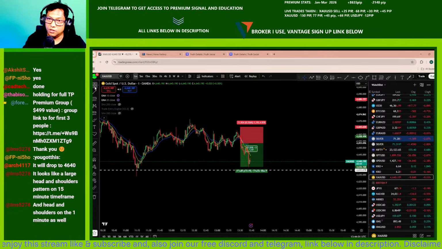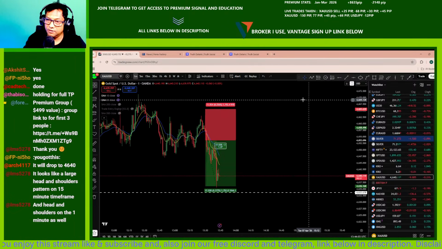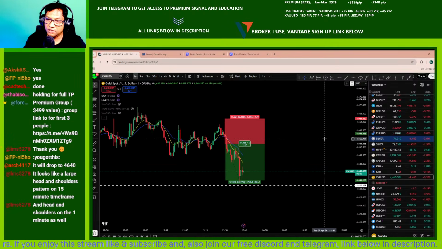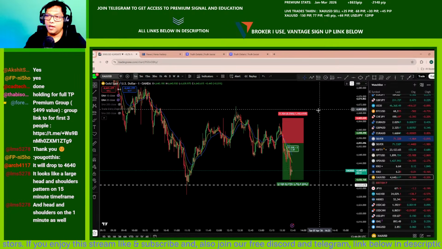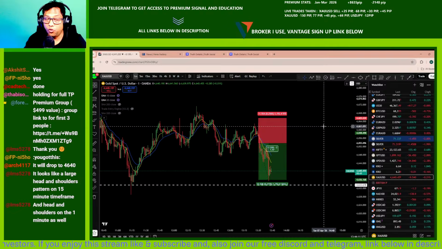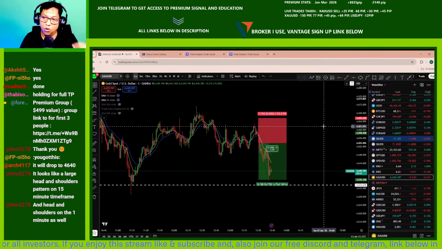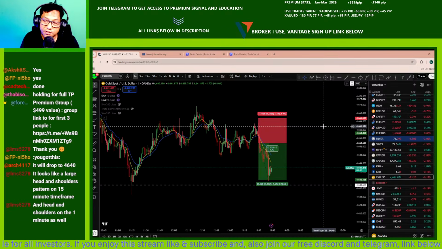So the head and shoulder that we can see here, this break below is in fact the product of head and shoulder. Now this head and shoulder has a few features in it. Never trade head and shoulder alone. Trade with trend and also with liquidity.